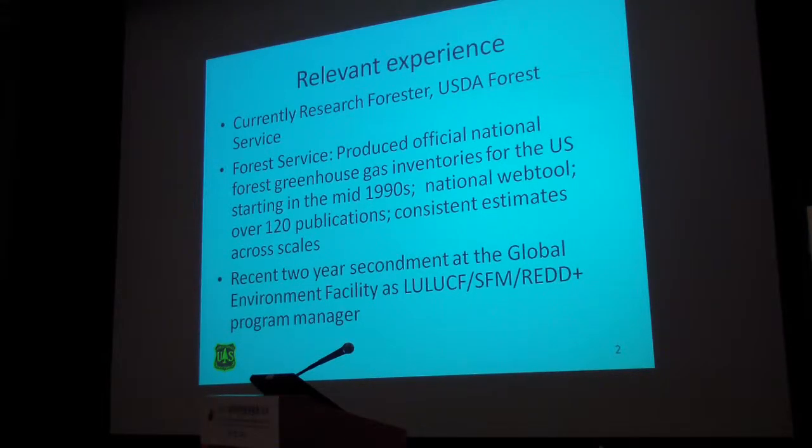For 2 decades, I've worked in forest carbon and greenhouse gas estimation, often linking to forest inventory and analysis data and producing consistent, well-documented, transparent estimates across geographic scales. I produced the official national forest greenhouse gas inventories for the U.S. since these were required in, say, the mid-1990s.